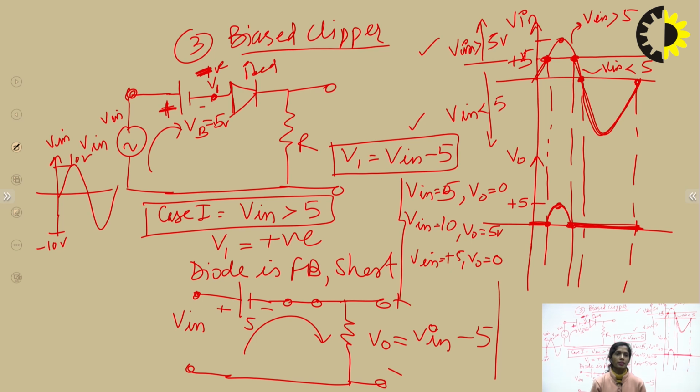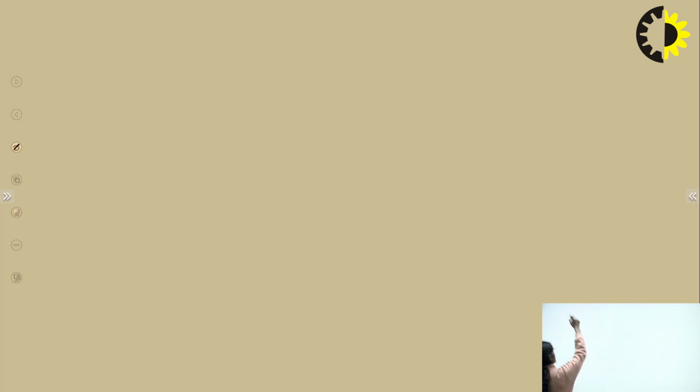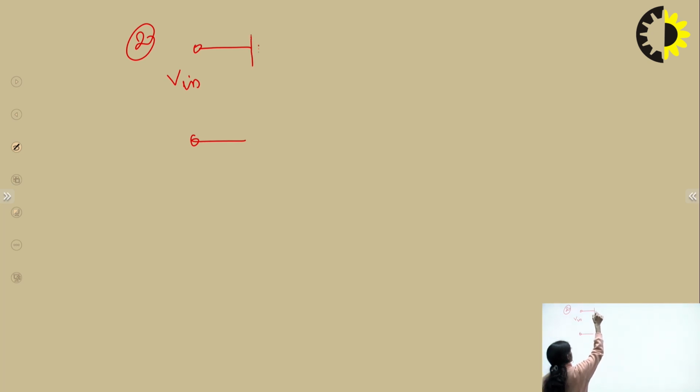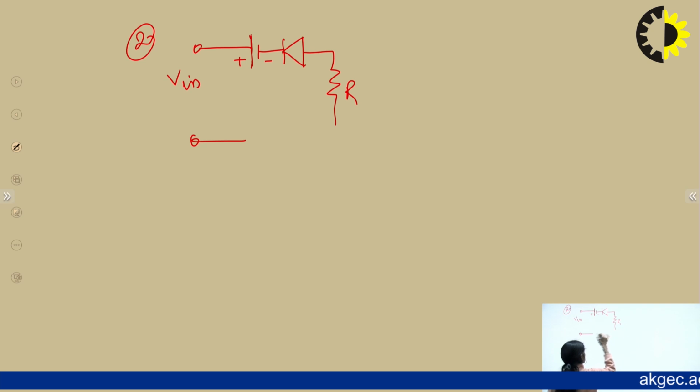So in this case, we have seen how the signal is plotted. Now in the bias clipper also we have different combinations by changing the arrangement of the battery and changing the arrangement of the diode. So if we change the arrangement of the second circuit, if we draw here, in this condition we can change the arrangement of the battery or diode. So first, if we change the arrangement of the diode, the diode is reversed. This is one arrangement.